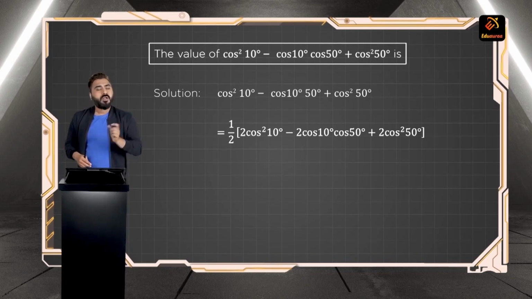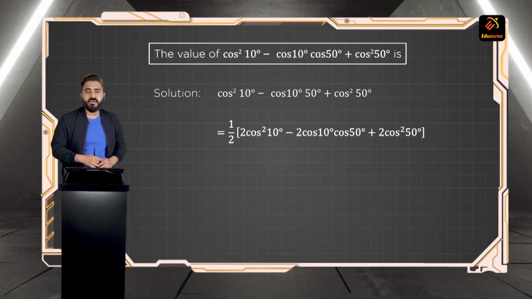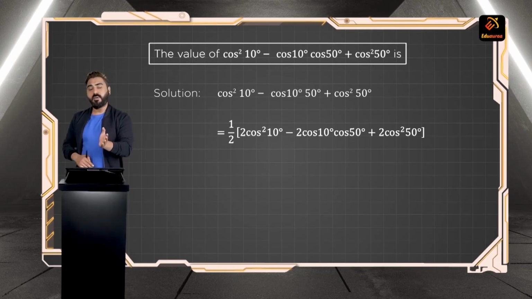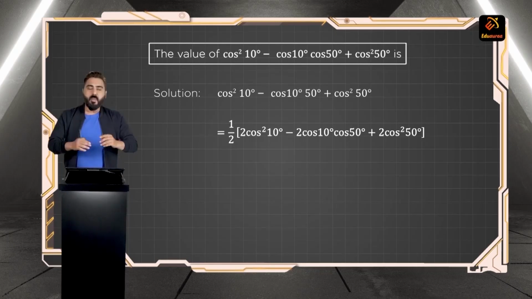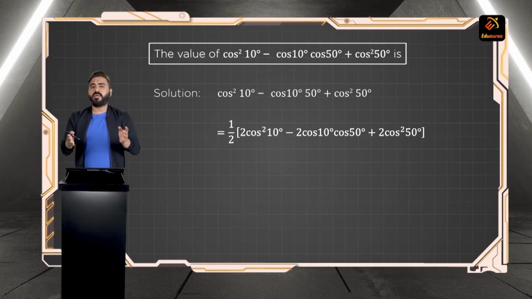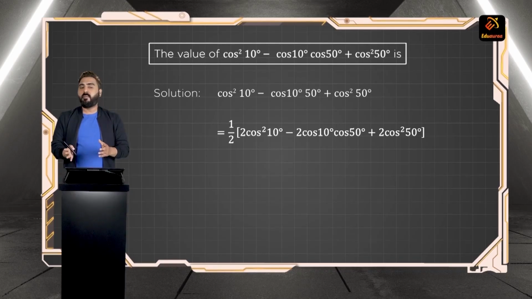How do we solve? Now students, as we have discussed earlier, when two trigo terms are in multiplication, we use the defactorization formula. So what is 2 cos A cos B? Cos A plus B plus cos A minus B. Similarly, what is 2 cos square theta? Nothing but 1 plus cos 2 theta. So students, we have applied the half angle formula and the defactorization formula together.